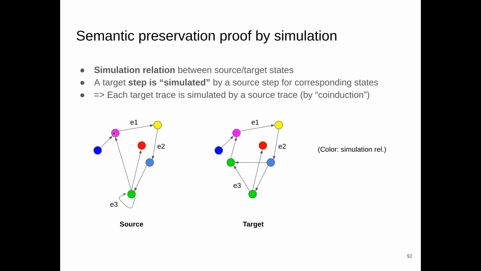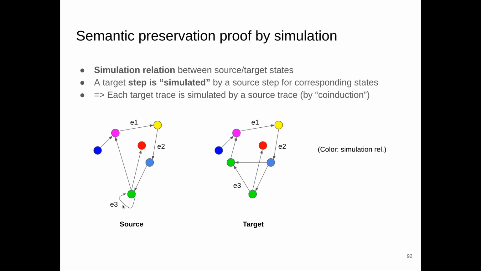There exists a transition from this purple one to a yellow one, which corresponds to this, which has the same label, same event here. It is satisfied because this edge is simulated by this edge. This edge is simulated by this edge, etc., etc. And this edge and this edge are simulated by this edge. This edge is simulated by this edge. This is simulated by this, etc., etc. So all the edges here are actually simulated by an edge in the source program.